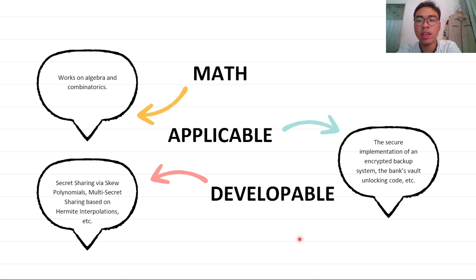The interesting aspect of my research is that its mathematical foundations are based on algebra and combinatorics. Furthermore, it finds practical application in cryptography, like the secure implementation of an encrypted backup system, bank vault unlocking code, and many more. Moreover, this research is open to development with numerous advancements in this area, such as secret sharing via skew polynomials, multi-secret sharing based on Hermite interpolation, and many more.